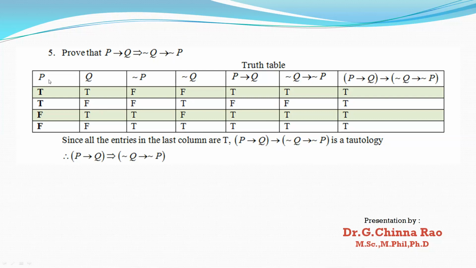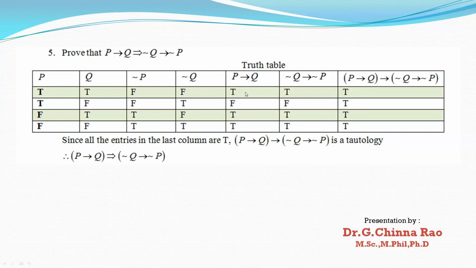First you write the basic variables P, Q: true, true; true, false; false, true; false, false. First fill this, and then what we require is negation P, negation Q. First you find: when P is true, negation P is false. When P is false, negation P is true. So again, fill the columns Q, negation Q, P conditional Q.